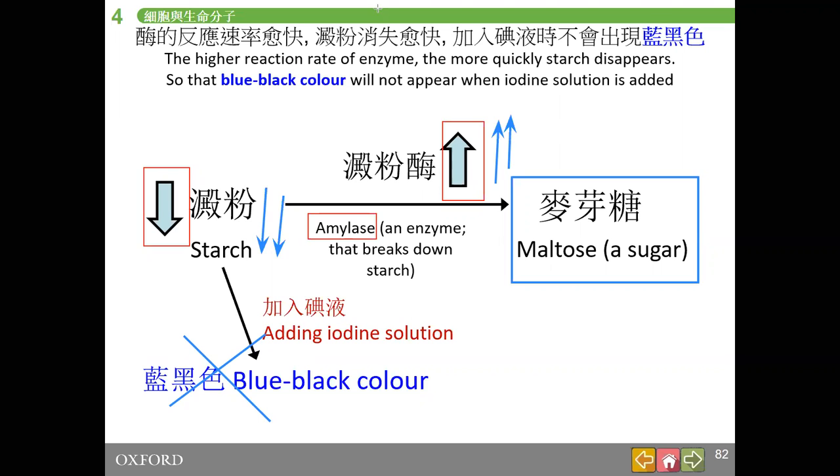咁所以我哋就度下係需要幾耐先至令到澱粉消失晒，需要幾耐我哋先至加入碘液唔會出現藍黑色。So we record how much time is needed for the starch to disappear, so that blue-black color will not appear when iodine solution is added. So we measure the time. The shorter the time for the blue-black color to not appear, then we can say it has a higher reaction rate of enzyme.